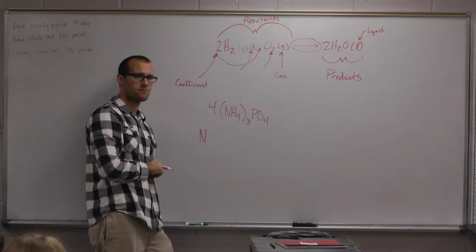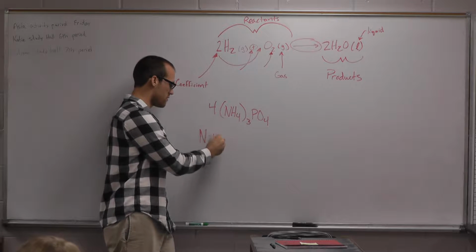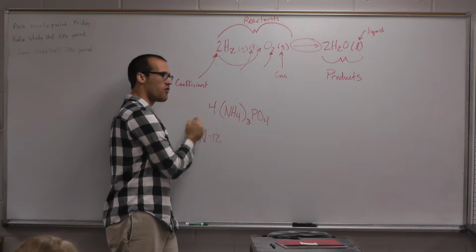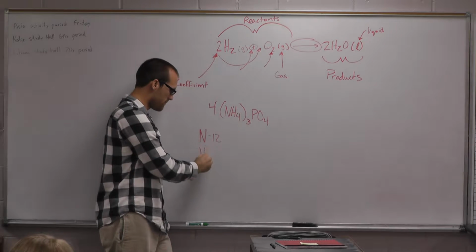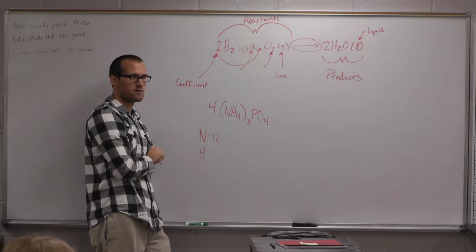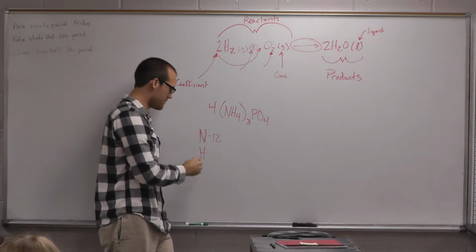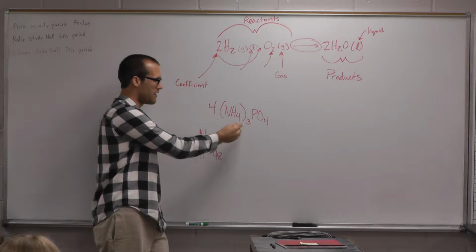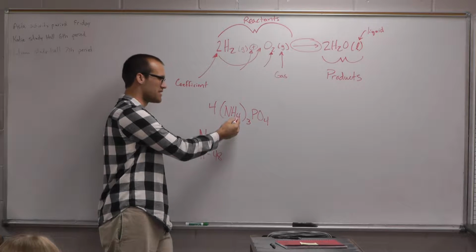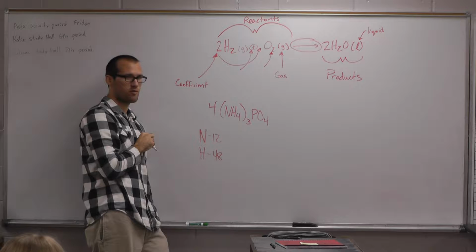Raise your hand if you think you know. Quinlan? 12. 3 in 1. 4 of them. 4 times 3 is 12. Okay? Hydrogen, raise your hand. Come on, Tanner. Tough one. 48. More than I thought there was going to be. Okay? 3 times 4 is 12. So there are 12 hydrogens in one of these formula units, but there are 4 formula units. So 12 times 4, 48.